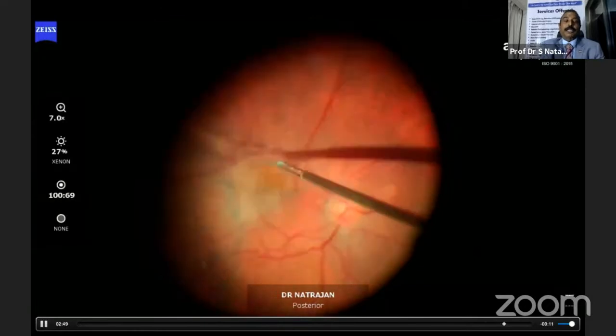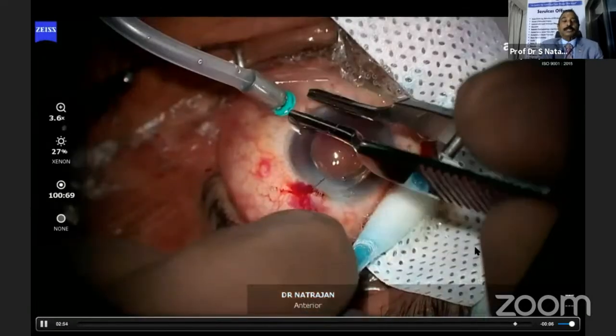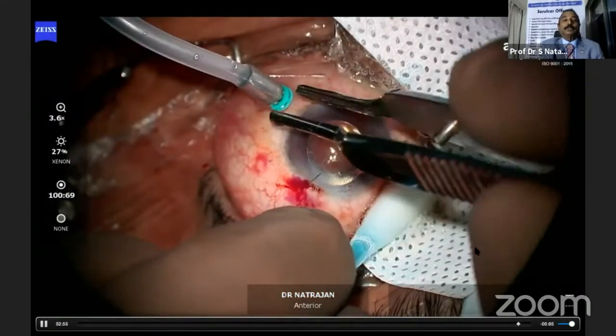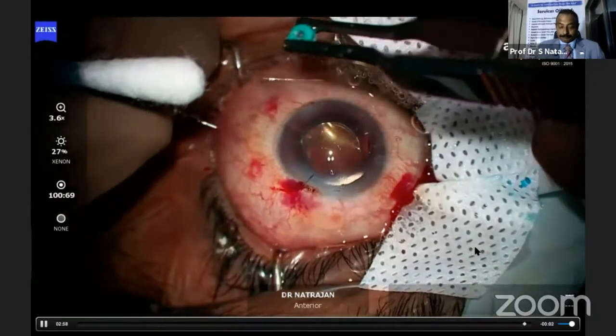And I remember teaching in '93 whenever I used to visit Lenox Hill Hospital in New York to teach them to use the BIOM, but they were not willing. So this is an epiretinal membrane which is removed, using the 3D.